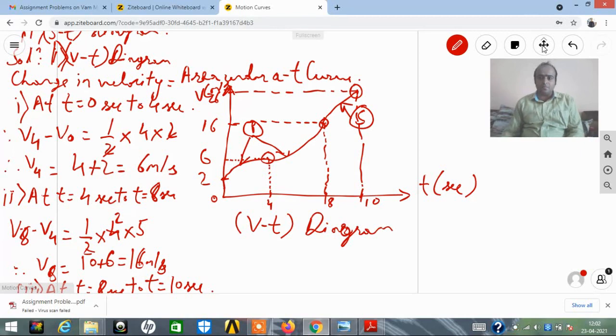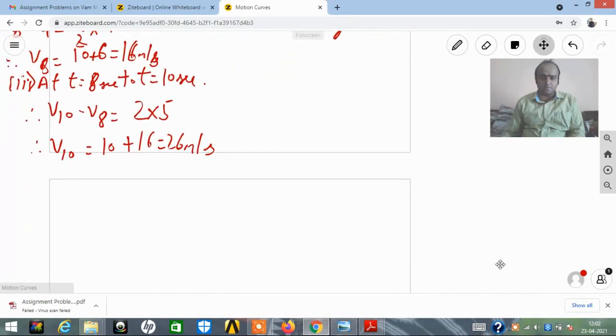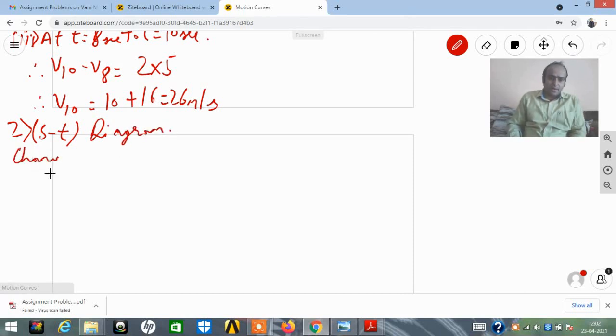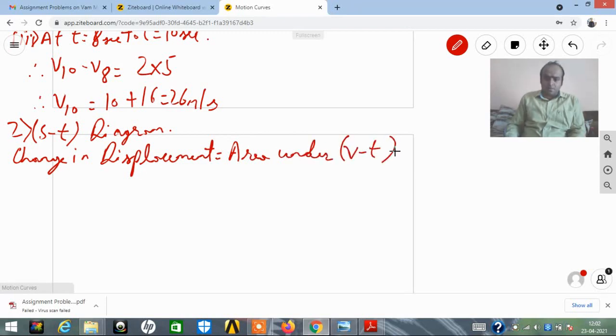3 more marks are there for the S-T curve. Now we will be going ahead with the part of the S-T curve. So now, second is the S-T diagram, and the formula for that is change in displacement is equal to area under the V-T curve, or V-T diagram, I can write it.